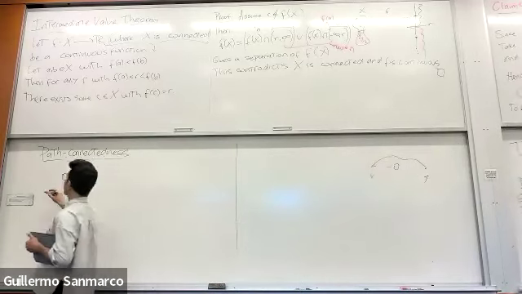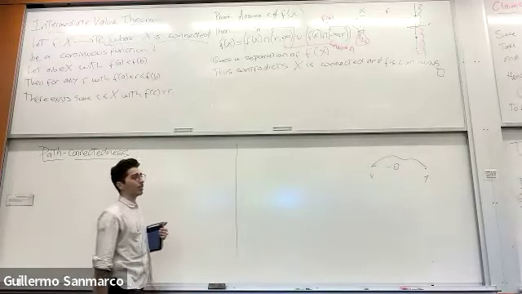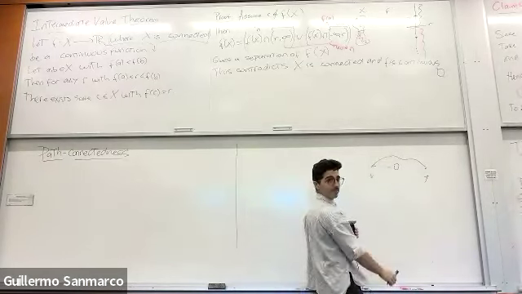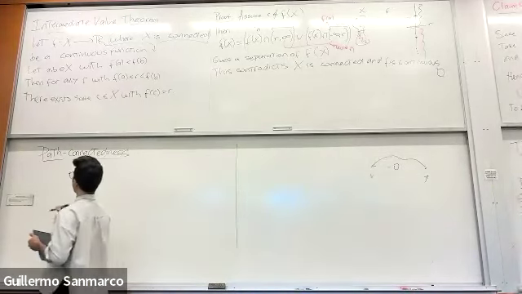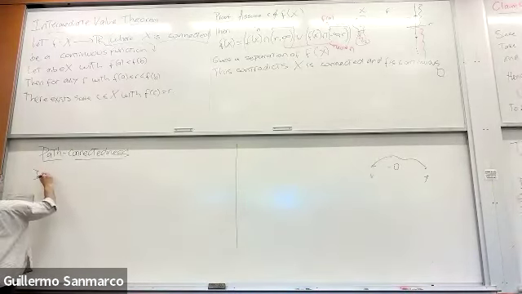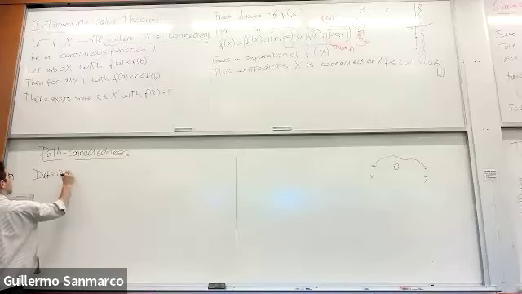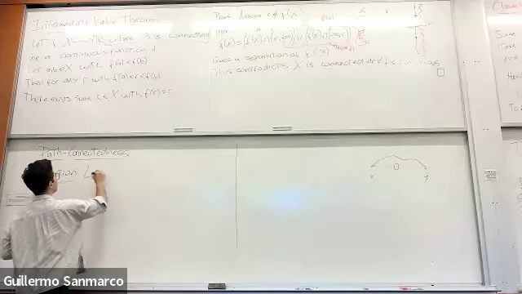That's probably what comes to mind when you think about connected spaces. But this is called path-connectedness. And why? Because we're saying there is a path. So, definition. Let's take a topological space.